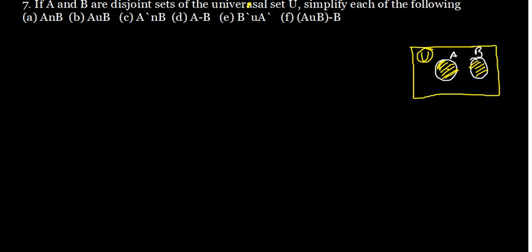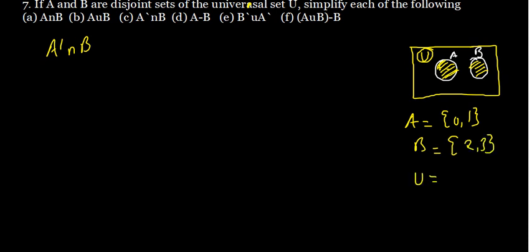Now what of A complement intersection B? You want what is outside A, but it should be in B. Now, as we have said, you have got a set A which has got the elements 0 and 1, the set B which has got the elements 2 and 3, meaning that the universal set, since we take it that it doesn't have any other element, is just going to have 0, 1, 2, and 3.